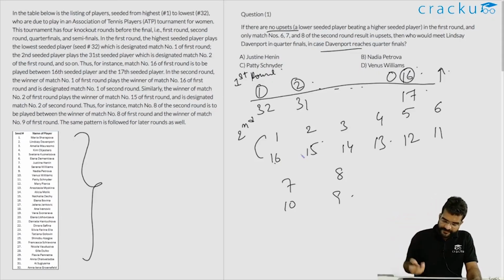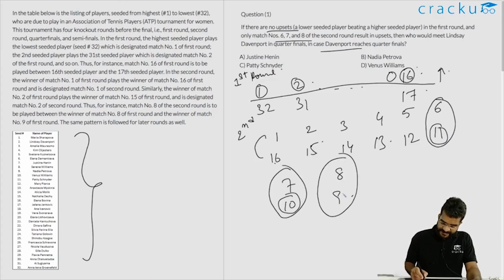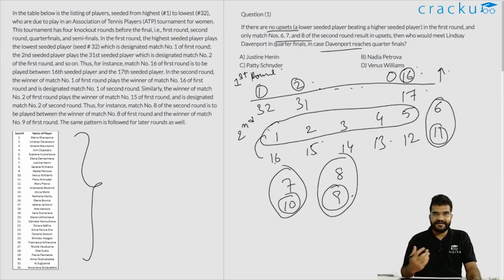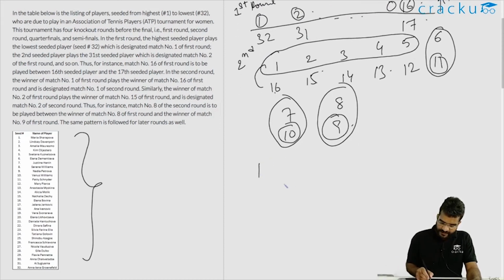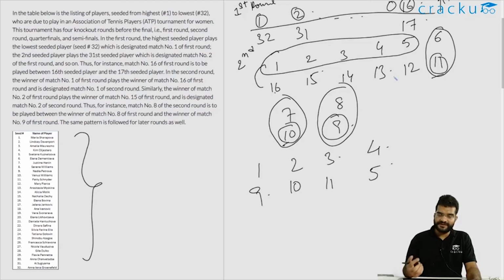In the second round, again we are told that all the matches have no upset except matches 6, 7 and 8. So this match has an upset where player 11 wins, this match has an upset where player 10 wins, and this match has an upset where player 9 wins. In all the other matches, the top seeded, the higher ranked player wins. So the people who progress to the quarterfinals are 1 who plays against 9, 2 who will play against 10, 3 who will play against 11, and 4 who will play against 5. So these are the pairings for the quarterfinals.